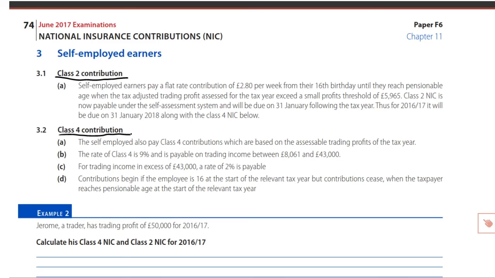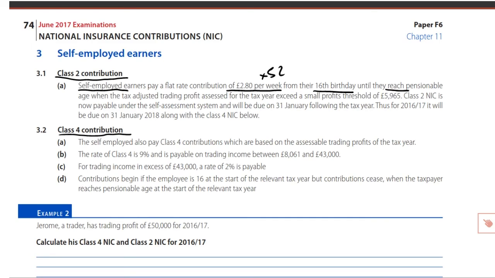But what are we going to do in terms of calculation? Now, very easy on Class 2. For the self-employed, it's a flat rate contribution of £2.80 per week. So if the individual has been in self-employment for the entire tax year and they ask for the Class 2, it's £2.80 times 52 weeks for you to establish that figure. Again, like with Class 1, only from the 16th birthday. There are not going to be too many self-employed, no doubt, below 16.